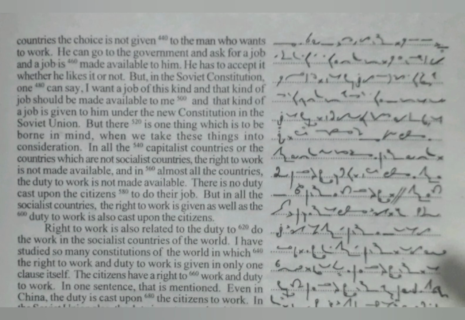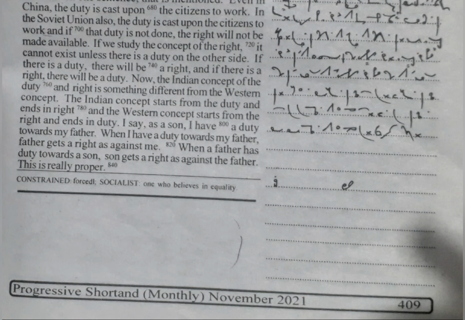I have studied so many constitutions of the world in which the right to work and duty to work is given in only one clause itself. The citizens have a right to work and duty to work in one sentence that is mentioned. Even in China, the duty is cast upon the citizens to work. In the Soviet Union also, the duty is cast upon the citizens to work, and if that duty is not done, the right will not be made available.